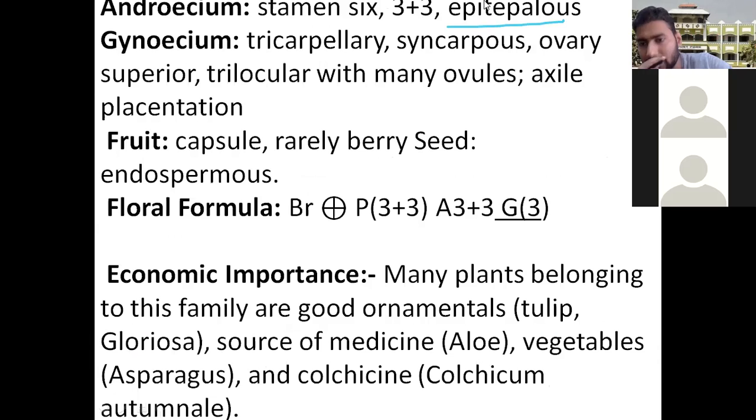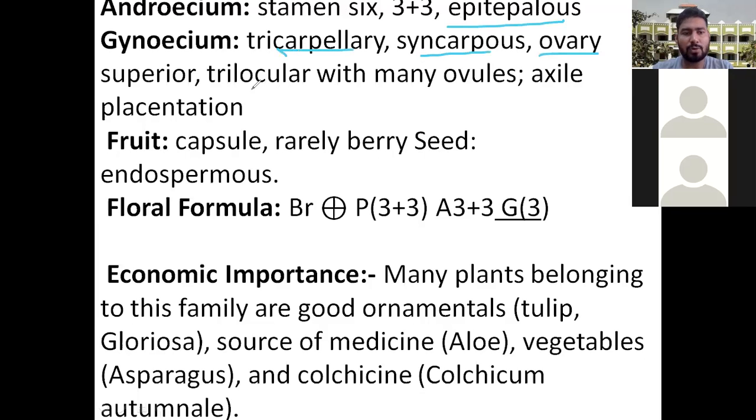Are you getting or not? Are you understanding? I told epiphyllous, it should be correct. Epitepalous you can say, but if they have not given it as an option, then the correct one is epiphyllous. Is it fine? Is it okay? When the androecium gets attached to the perianth, that is called epiphyllous.